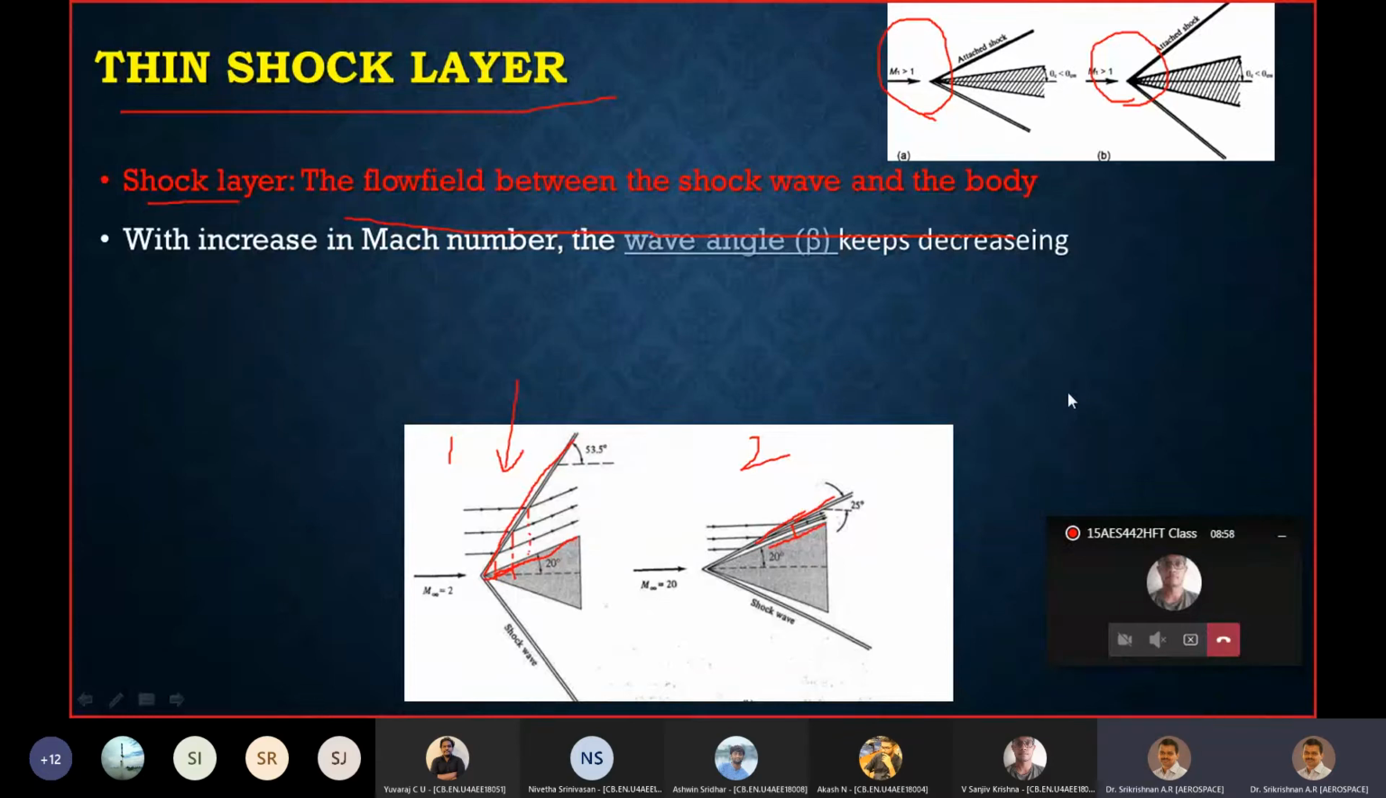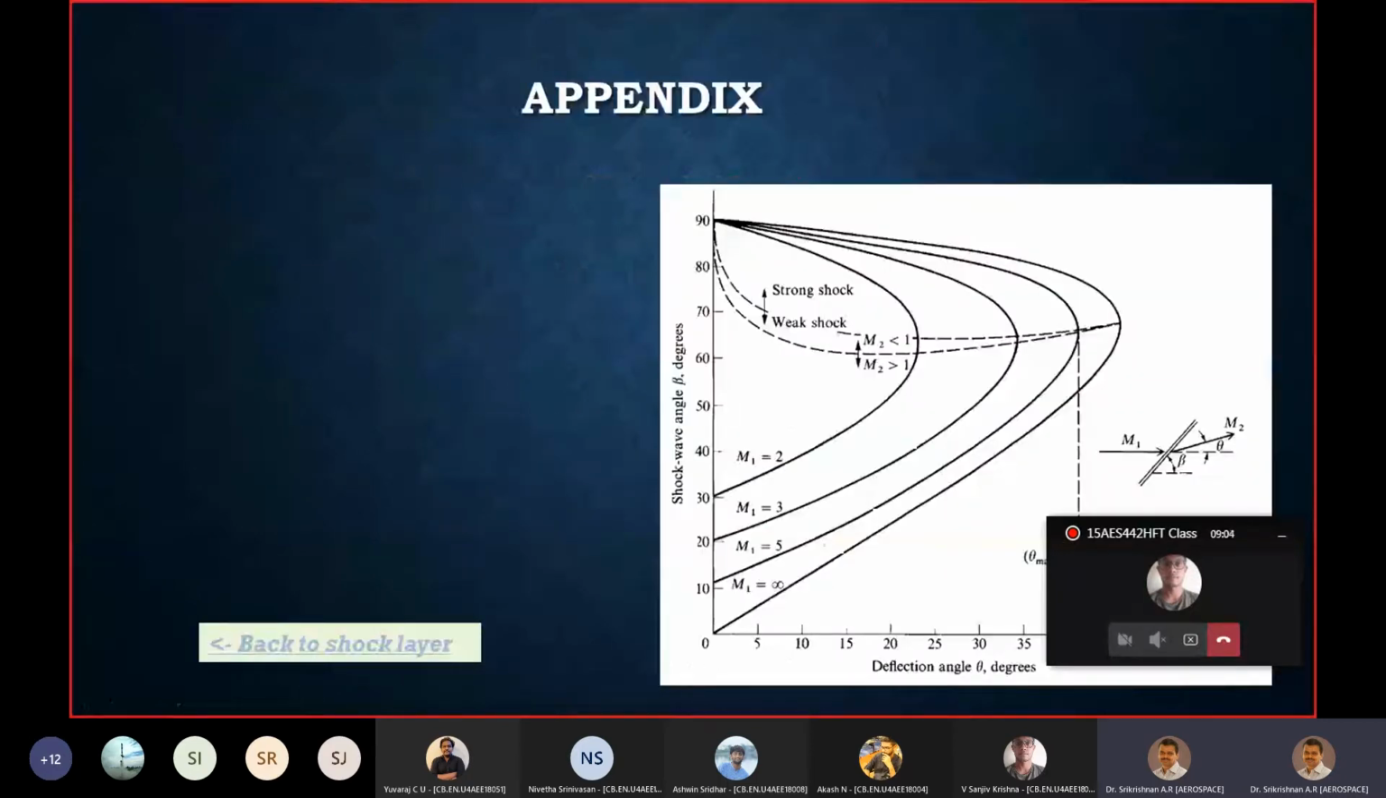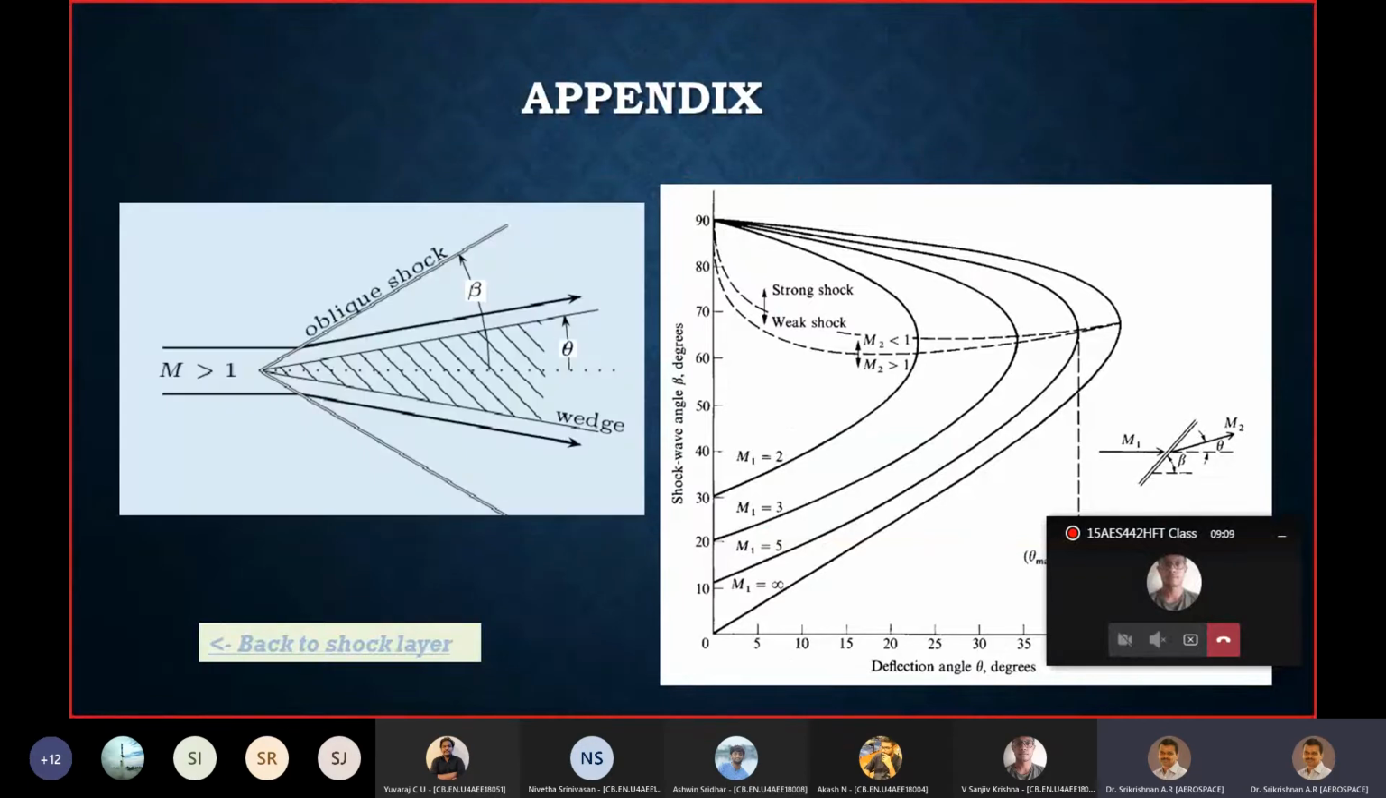Now we should immediately recall what the wave angle is. For that, I'm taking you to this familiar M-theta-beta diagram that we have discussed in detail in hypersonic flows. M is the Mach number. Theta is the flow deflection angle, that is, the included angle of the body or the half angle of the corner, and beta is the pressure wave angle.